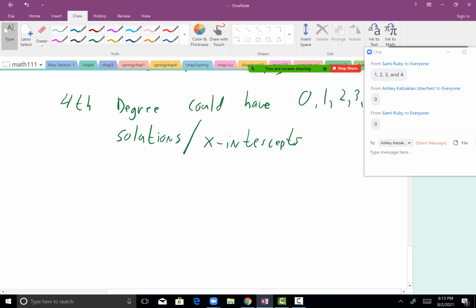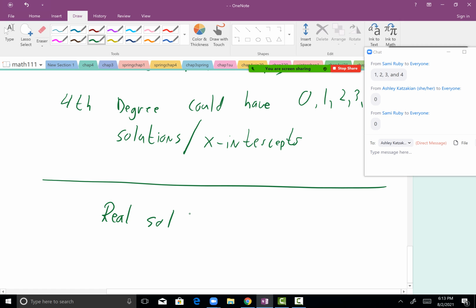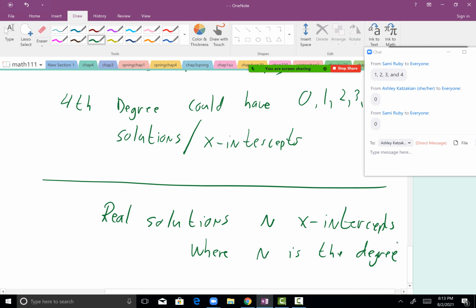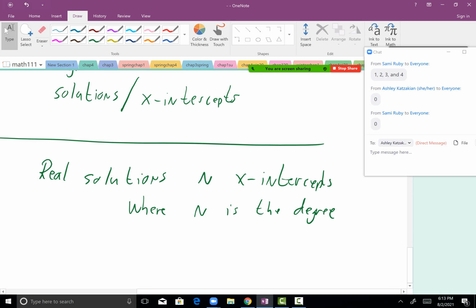So what we're really going to do is look at real solutions, which means I want to say n x-intercepts, where n is the degree. That's kind of what 3.2 does in a roundabout way. So I'm going to pause for a second here just so you can write some stuff down and digest it a little bit.